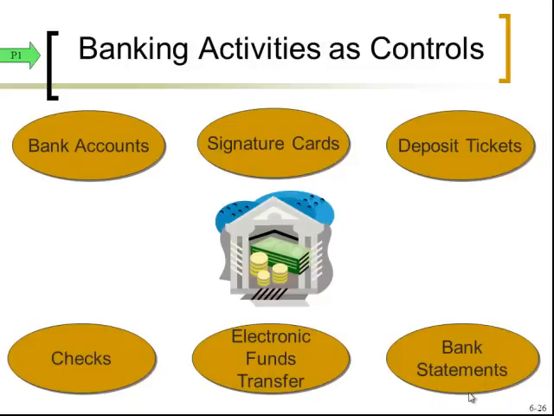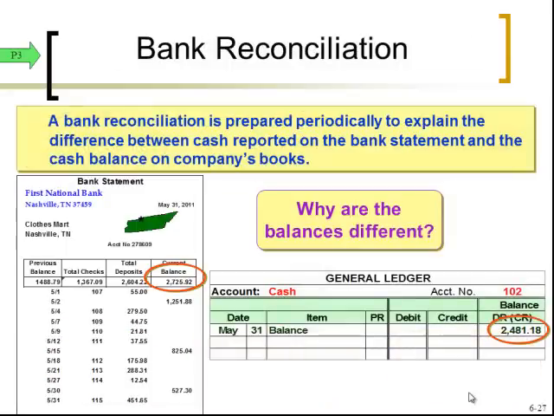This is a record of what happened. We can compare it to our internal records to see if everything matches up. And that takes us to the bank reconciliation itself. Probably the most important control out of the entire banking activity.